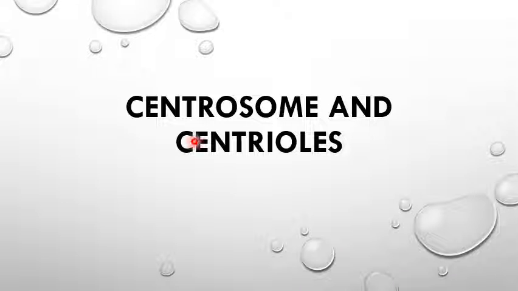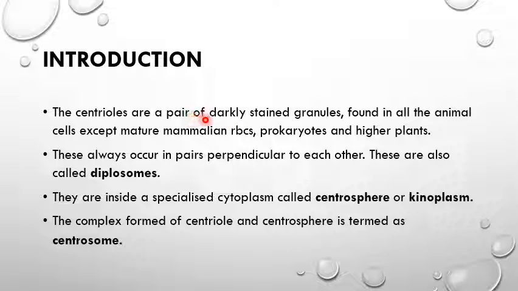So the next organelle is the centrosome and centriole. Centrioles are a pair of darkly stained granules found in all animal cells except mature mammalian RBCs, prokaryotes and higher plants, meaning they are absent in RBCs, in prokaryotes, as well as in plants. Please make the correction there.